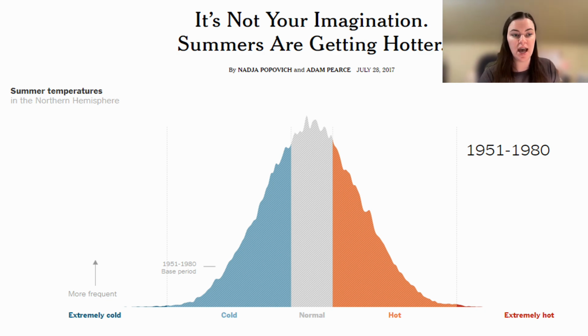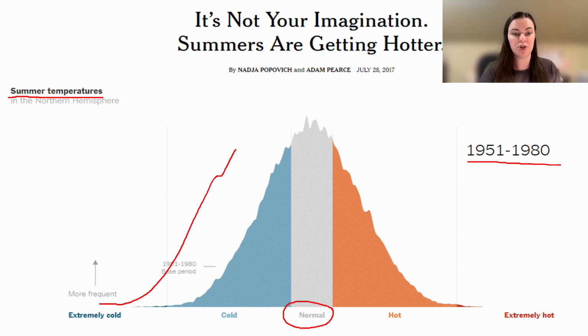In this case, we're looking at a distribution of summer temperatures in the Northern Hemisphere between the years 1951 and 1980. What we see in this middle section, which we would suppose is our mean, median, and mode values, is what's considered a normal temperature in a summertime period. Using these years and varied temperatures, we're beginning to see the development of a normal, bell-shaped curve. Because of that, we can use the normal distribution to calculate how individual data points may differ from what's considered normal.